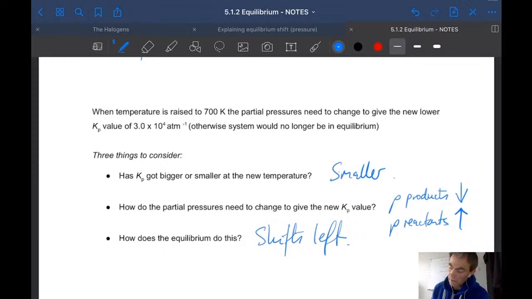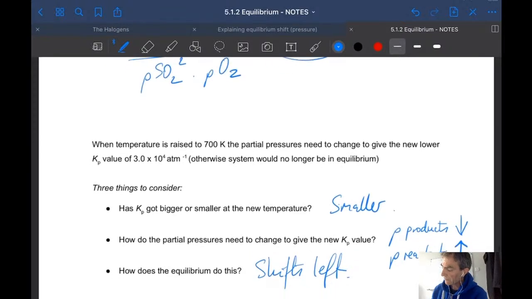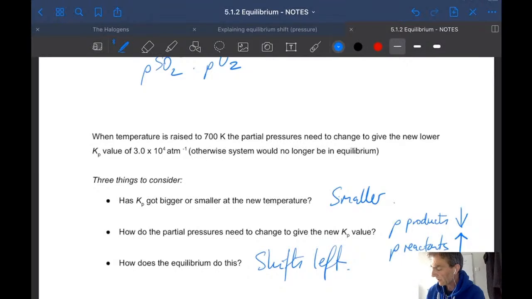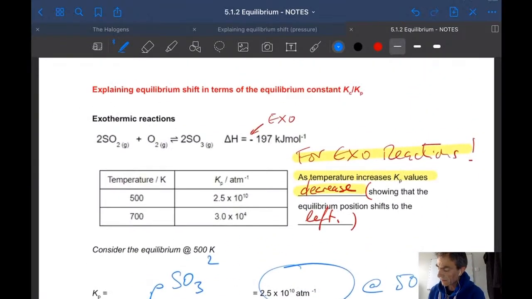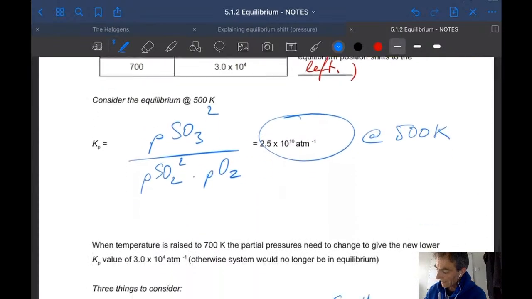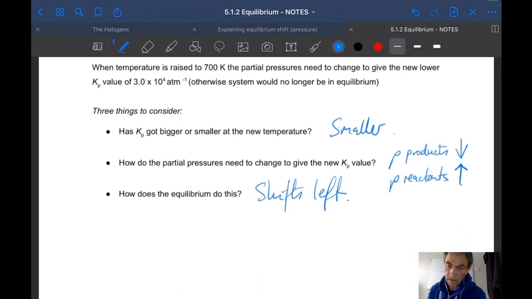Okay, so that's a very different way of explaining an equilibrium shift than you would in year 12 if you had to explain it just using Le Chatelier's principle. So with Le Chatelier's principle, all you would need to say is the equilibrium favours the endothermic reaction, which is the reverse reaction. Whereas in year 13, it's a bit trickier.